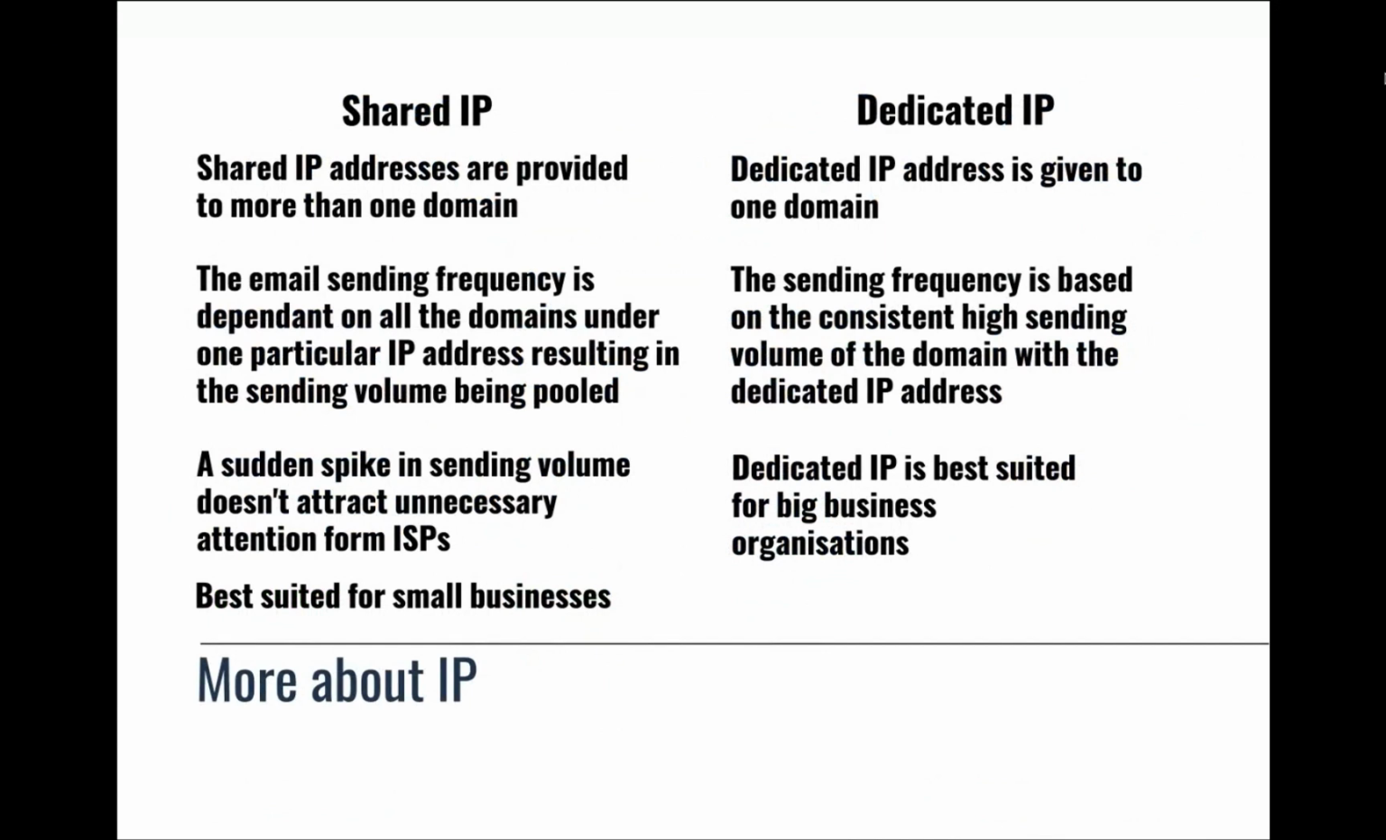So there are two kinds of IP addresses, shared and dedicated. As you can see by the name, shared IP addresses are provided to more than one domain, and dedicated IP addresses are given to only one domain. Like one domain will get only one dedicated IP address. How is it determined who gets a dedicated IP address or not? It's based on the sending frequency of the organization along with the email sending volume.